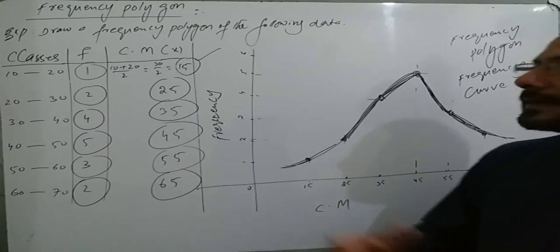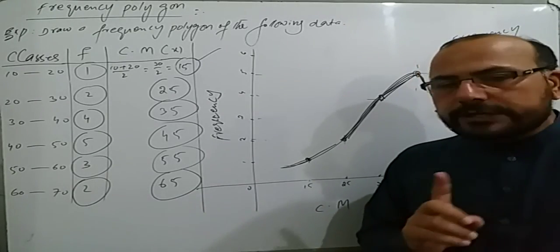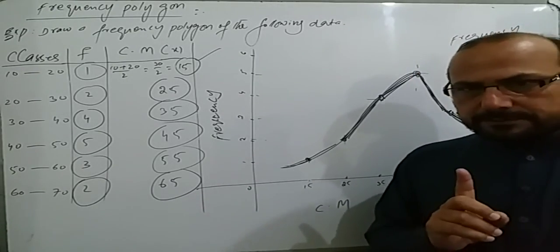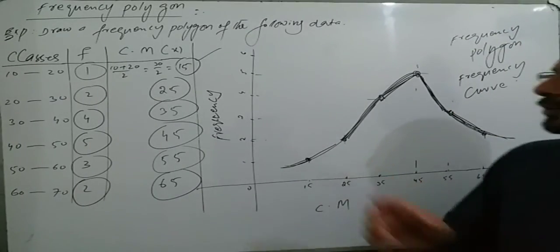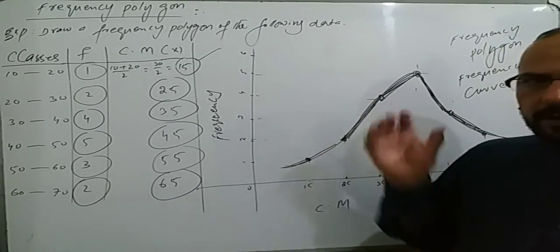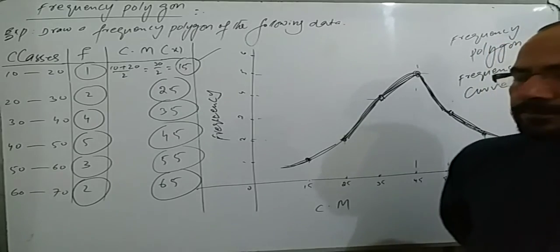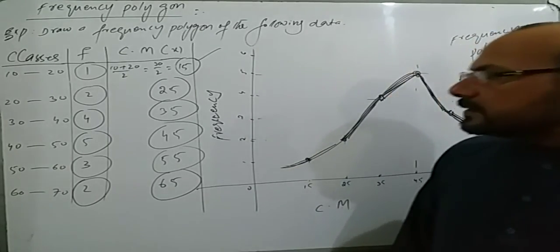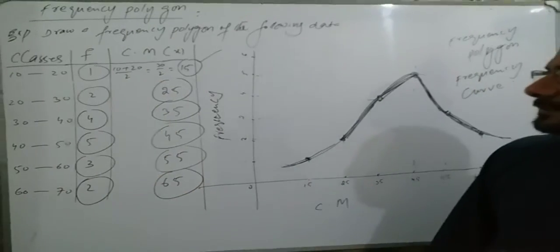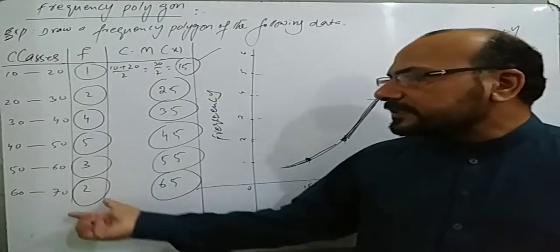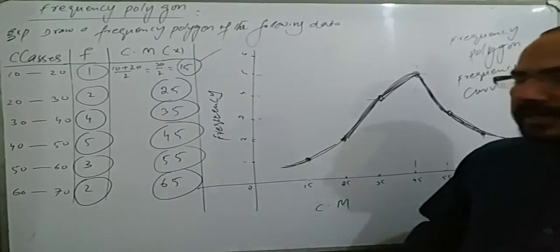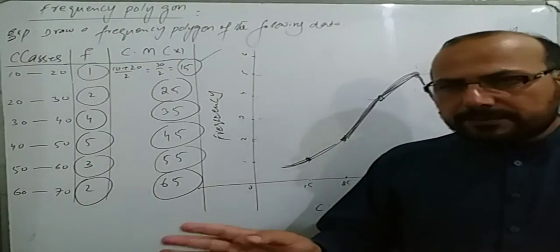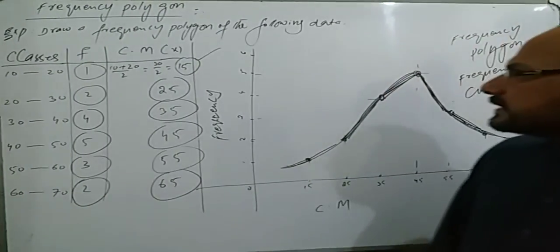You need the class mark. No need to find the class boundary. Remember, if you draw the class boundary, you will not get the correct form of the graphical presentation of the data. But you have to find the class marks, and you need the frequency which will be given. That is the only difference between the histogram and the frequency polygon.